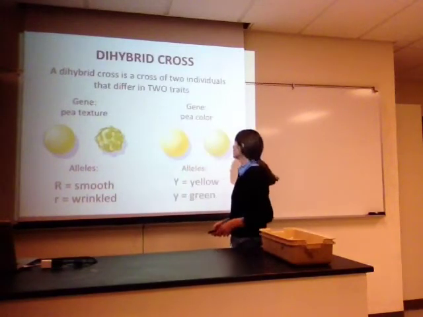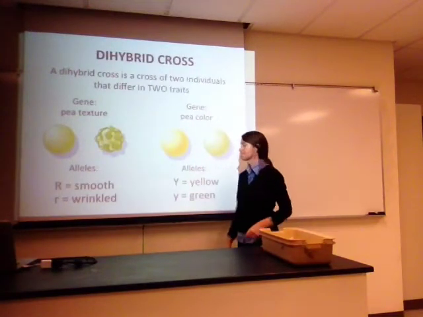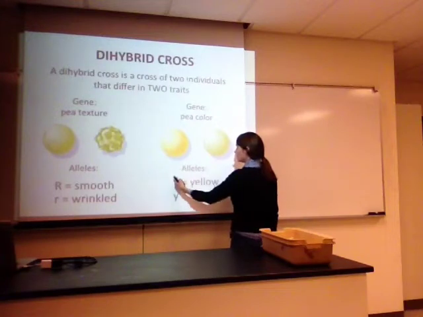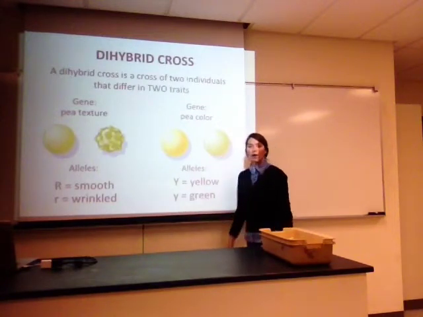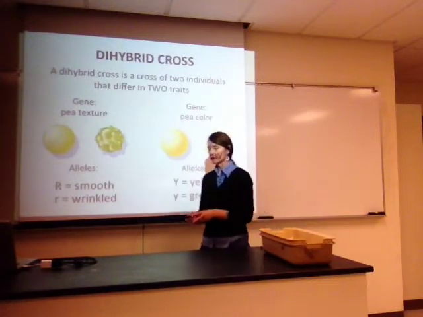He also observed pea color. He had either yellow or green peas, and he saw that the yellow condition was dominant over green. So he gives yellow a big Y and green gets a little y.